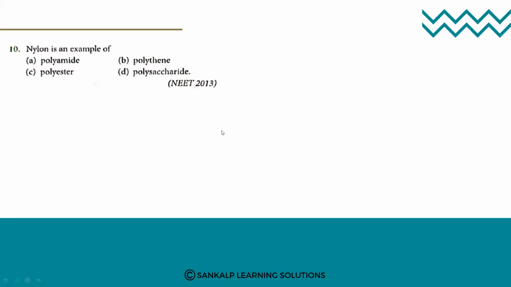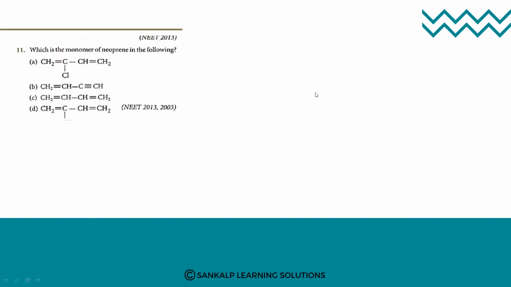Nylon is an example of what? It is an example of polyamide. Okay, we have seen this. It has an amide linkage, so it is an example of polyamide. This was a question asked in NEET 2013. Next is, which of the following is neoprene? Neoprene structure we have seen. It is A. CH2 double bond CCl CH double bond CH2. Okay, so this is chloroprene. This chloroprene undergoes polymerization to give you neoprene.